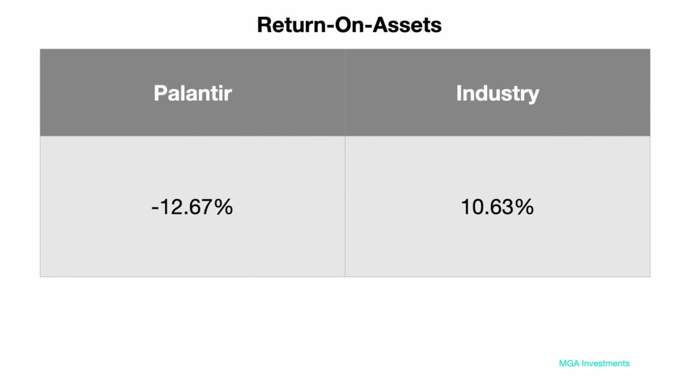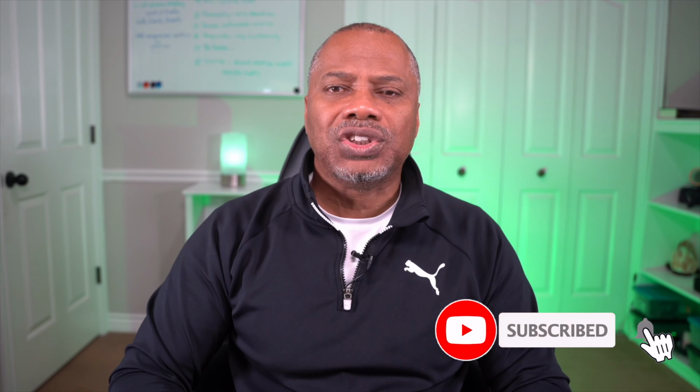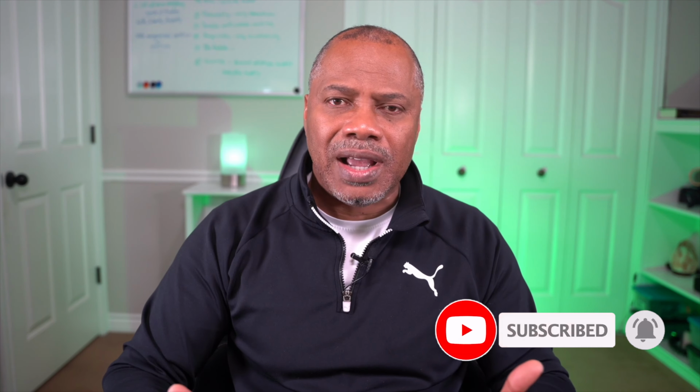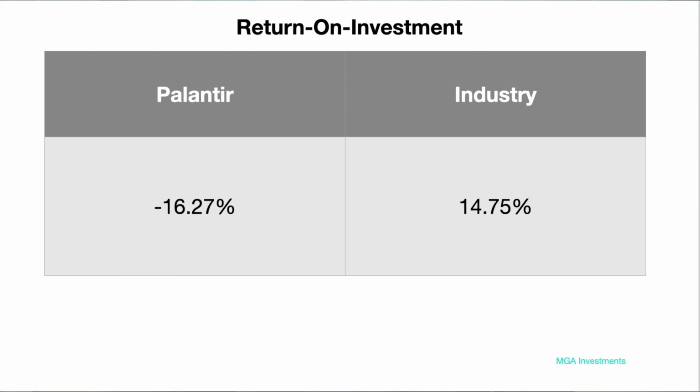ROA, or return on assets, is how much profit a company can generate from its assets. Assets, of course, are things of value a company owns that can be converted into cash. Palantir's ROA is negative 12.67% versus an industry average of 10.63%. ROI, or return on investment, measures the amount of return on an investment relative to the investment cost, essentially a return on cost. One of the challenges with giving too much weight to ROI is that it's pretty much an isolated measure and doesn't account for how long an investment is actually held. Palantir has an ROI of negative 16.27% versus an industry average of 14.75%.